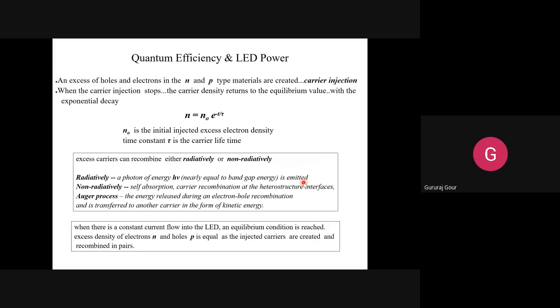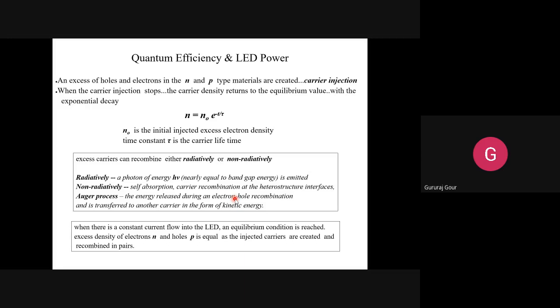The second one, non-radiatively: self-absorption, carrier recombination at the heterostructure interfaces. This category of majority carrier, which is falling from top to bottom, is shown here as non-radiative. It is not radiating any energy while falling through the band gap. It is not going to achieve any kind of energy equivalent to the band gap, and that's why it is known as self-absorption, because the band gap energy has been kept small.